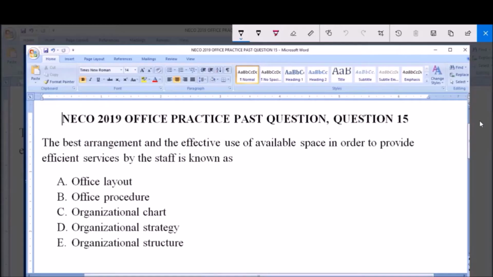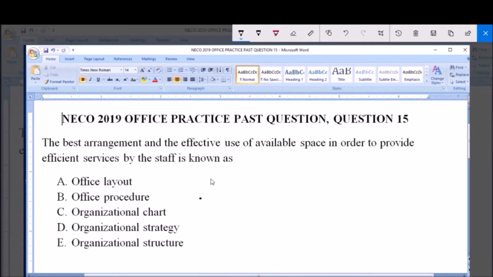And welcome. Today I'm going to be answering NECO 2019 Office Practice Past Question 15. The best arrangement and effective use of available space in order to provide efficient services by the staff is known as A. Office layout, B. Office procedure, C. Organizational chart, D. Organizational strategy, and E. Organizational structure. Now let's analyze each of these options to get our answer.